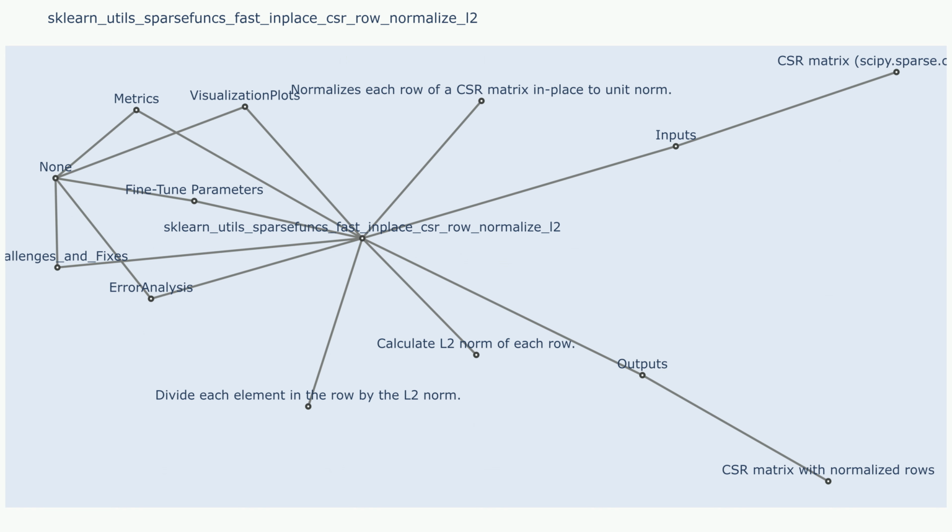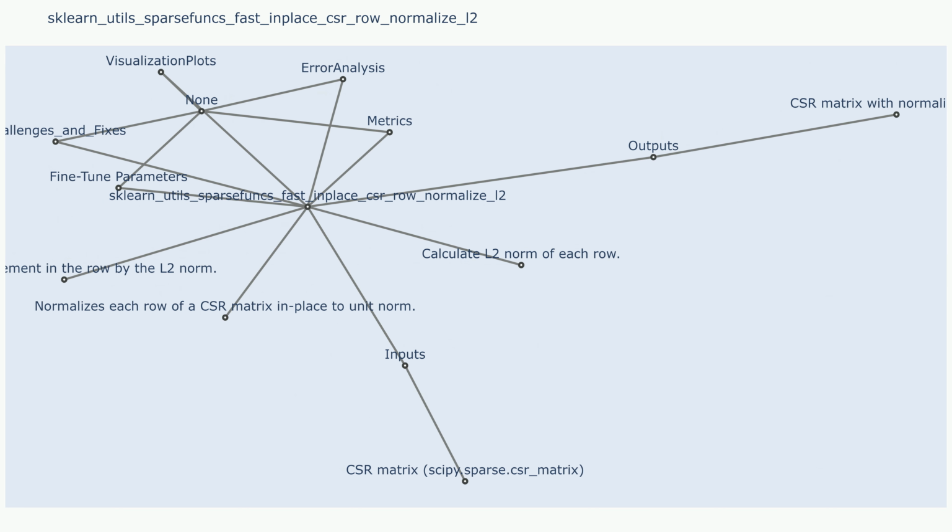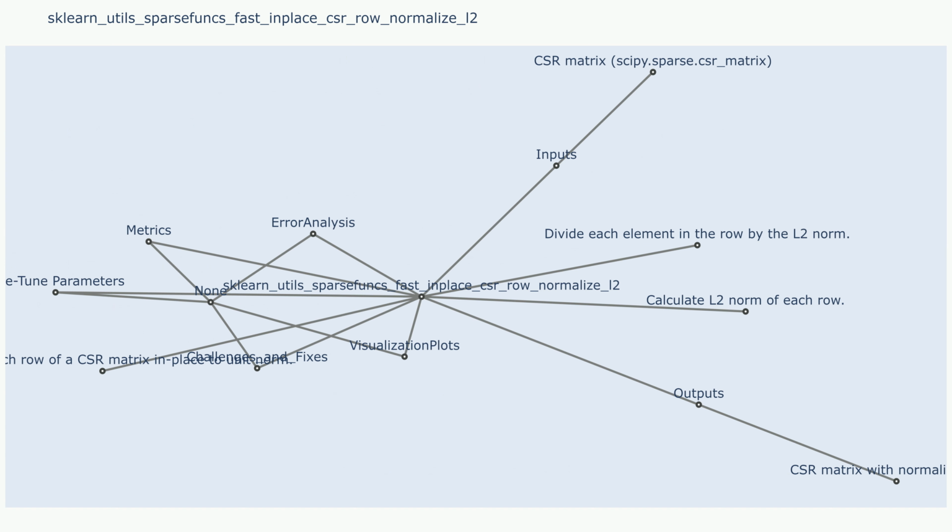Fixes to challenge 1: handle 0 norm rows. The function should include a check for 0 norm rows and handle them appropriately, for example, by assigning them a default value, e.g., a vector of zeros.